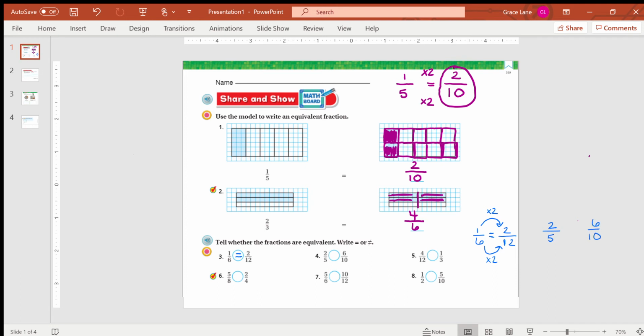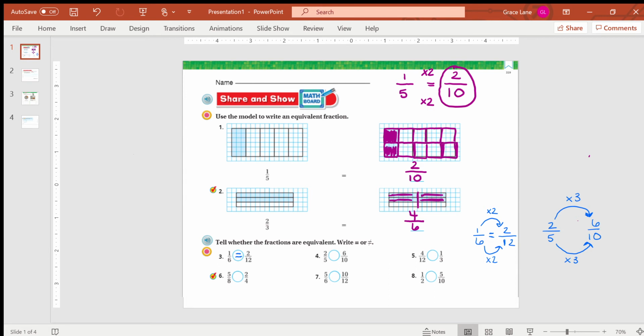6/10. So think about your math facts. 2 times what? This is like a puzzle, equals 6. 2 times 3 is equal to 6. So on the top, in the numerator, I multiplied by 3. Now, in the denominator, see if the same is true. If you do 5 times 3, do you get 10?